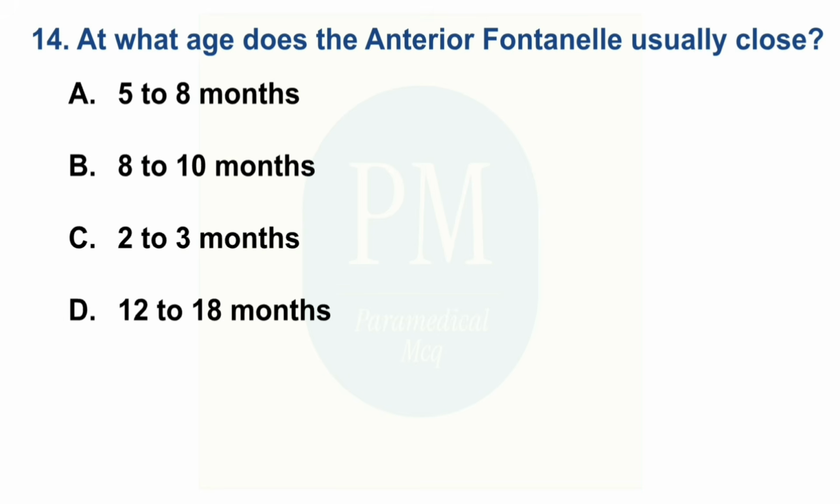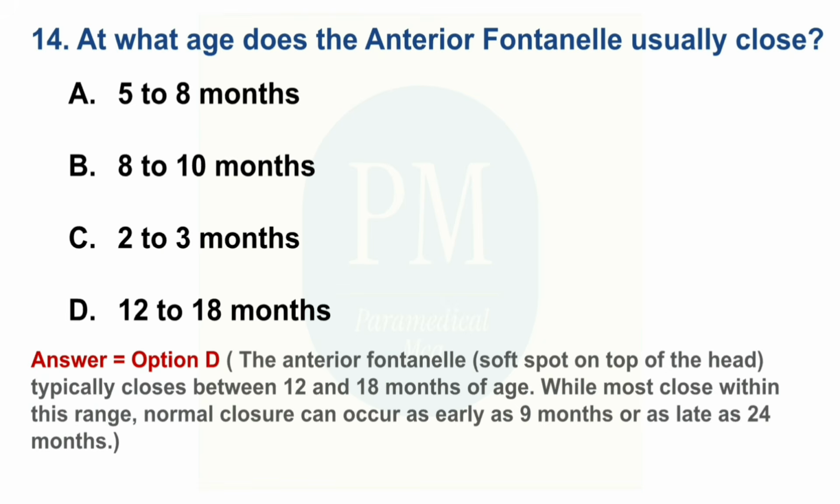At what age does the anterior fontanelle usually close? Option A, 5 to 8 months. Option B, 8 to 10 months. Option C, 2 to 3 months. Option D, 12 to 18 months. The correct option is option D, 12 to 18 months.